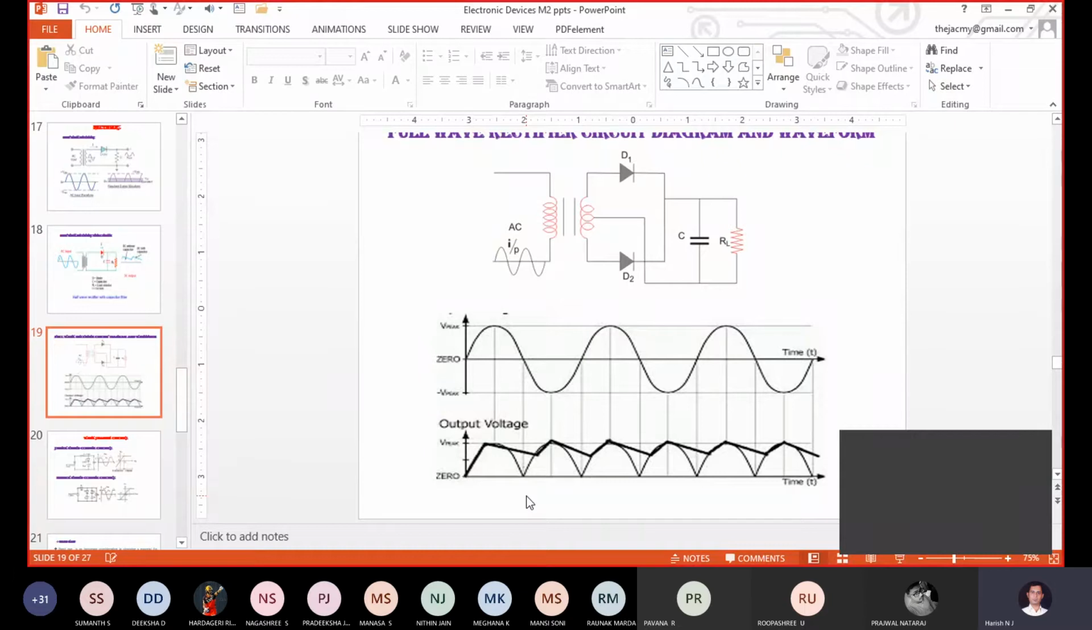What are the overall disadvantages of a rectifier? It may be a half wave, a full wave, or a full wave bridge rectifier. Generally, what is the disadvantage? I think even this discussion we have already had in the lab sessions.